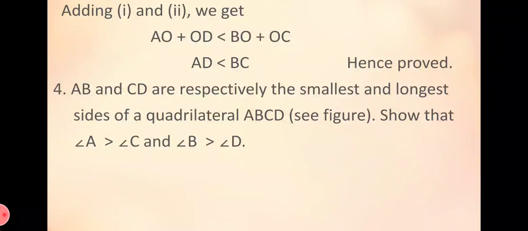Next, question number 4. AB and CD are respectively the smallest and longest sides of a quadrilateral ABCD. See figure. Show that angle A is greater than angle C and angle B is greater than angle D. Yes, you can see in the figure that a quadrilateral ABCD is given, in which AB is the smallest side and CD is the longest side.